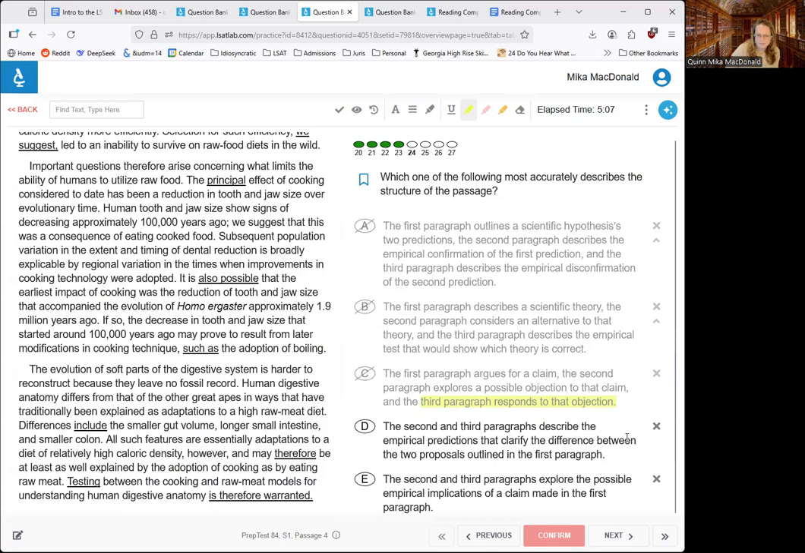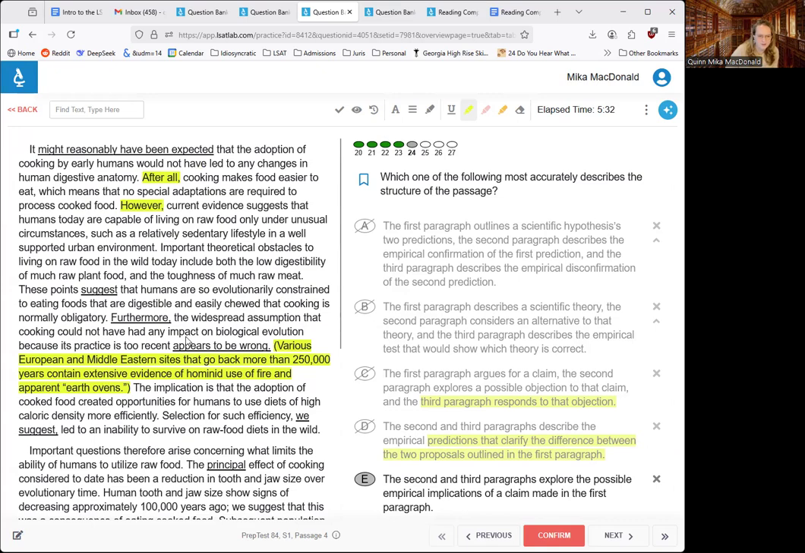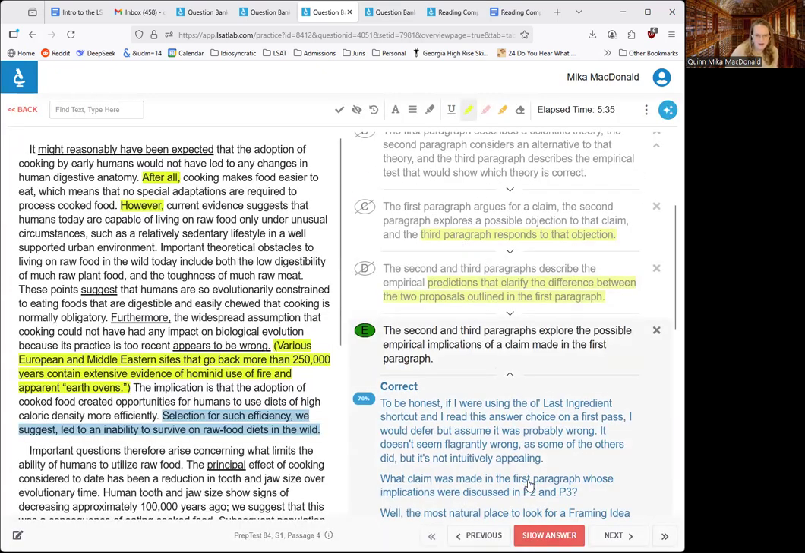D, no, no, empirical predictions. This is all past looking, right? Everything about both of these paragraphs is past looking, except for the final statement that more testing is warranted. But yeah, E isn't wrong. That's the way we could put it. Do these two paragraphs explore implications of this claim in the first paragraph? Yeah, I would say that is true.